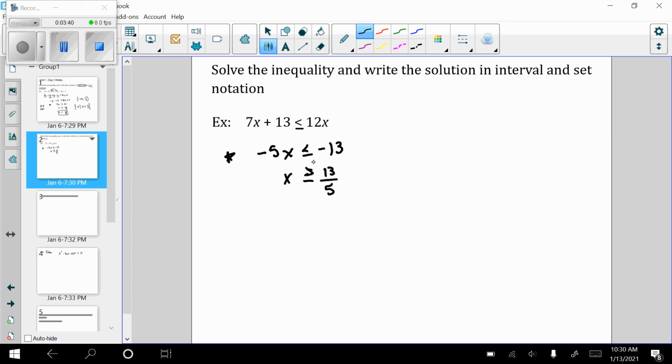Okay, so interval notation will be 13/5, and I'm including that endpoint because it's "or equal to," to positive infinity. Or in set notation, all values of x such that x is greater than or equal to 13/5. Okay, again, Algebra 1 review.